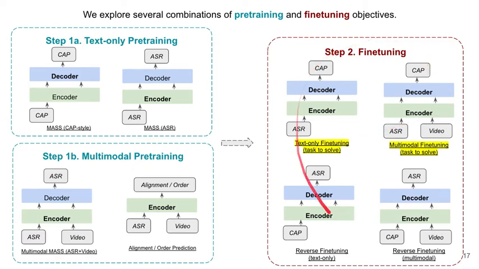Now for fine-tuning, we have two objectives that correspond to our final task to solve, ASR to caption and ASR plus video to caption, depending on whether we do text-only or multimodal fine-tuning. We also consider two other objectives, reverse fine-tuning, text-only and multimodal. This consists in solving the reverse task, starting from the caption and hallucinating some meaningful ASR that would correspond to it. And we'll see that it can help in some cases.